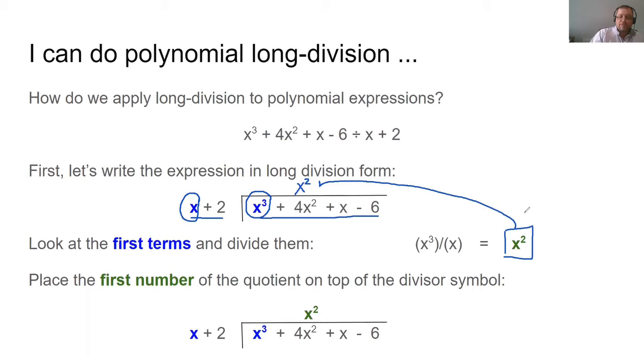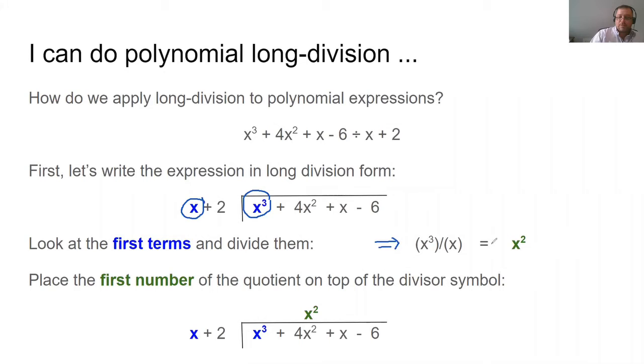Okay. Let's look at that one more time just to make sure. Let's clear all the drawings. I take this first term and I divide it by this first term right over here.